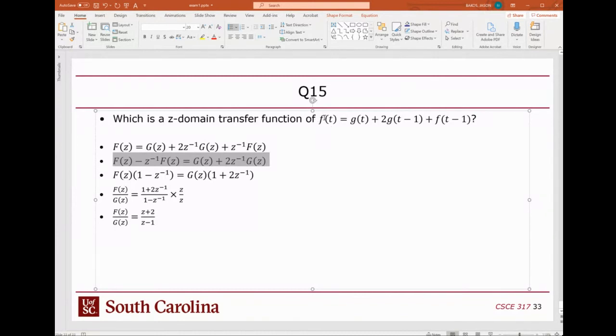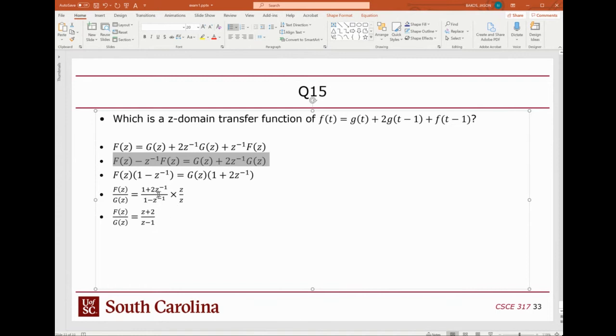The time domain is, the f of t is the output, g of t is the input based on that form. So we want F of z divided by G of z, and then you would end up with a ratio of 1 plus 2 z to the negative 1 over 1 minus z to the negative first power.